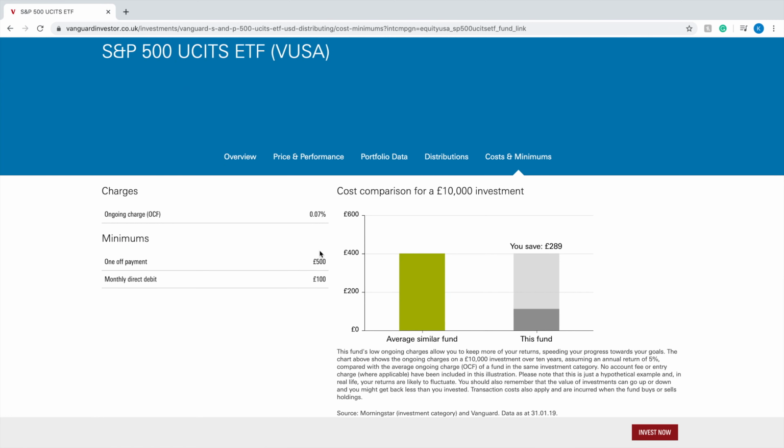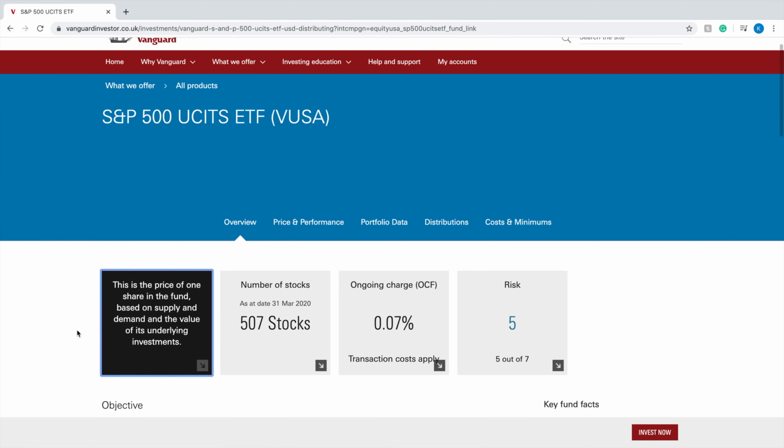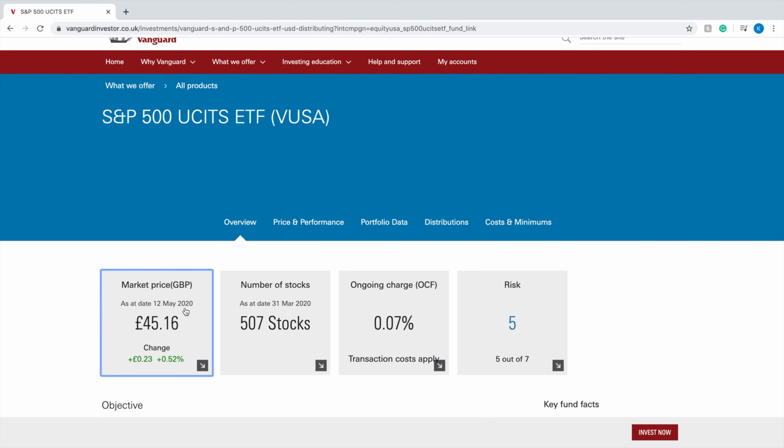That's the cost. So 0.07%, and again a similar sort of story. Now here you see that the monthly direct debits are £100, but the way to get around this is you can simply just make an investment manually every month, and as the price is about £45 approximately, you can just invest something like that every month. The only issue with that is that you would have to do it yourself rather than it being done automatically.